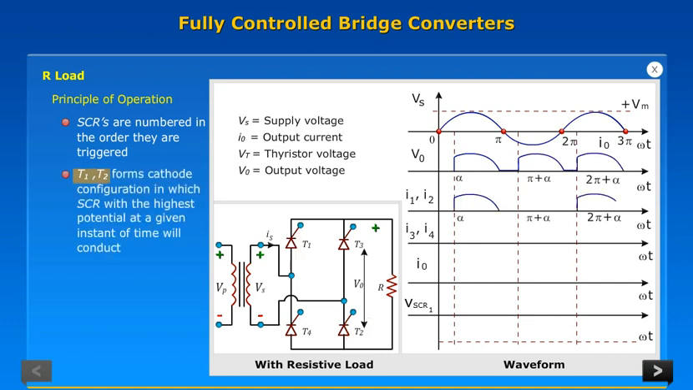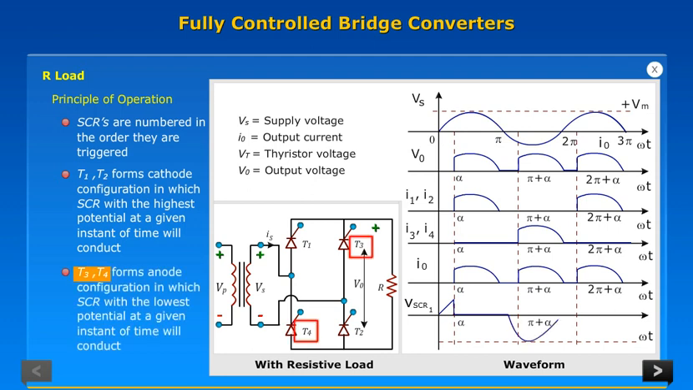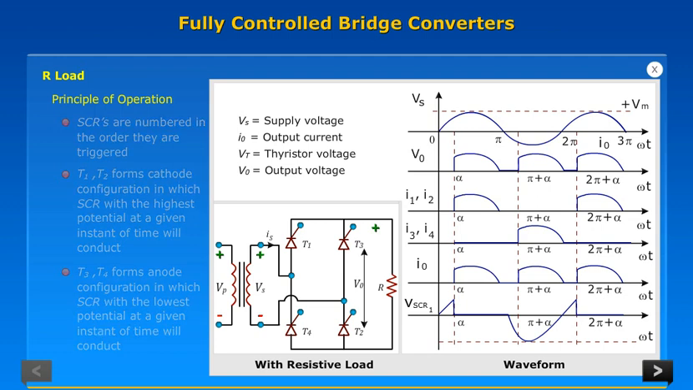T1, T2 forms cathode configuration in which the SCR with the highest potential at a given instant of time will conduct. T3, T4 forms anode configuration in which the SCR with the lowest potential at a given instant of time will conduct.